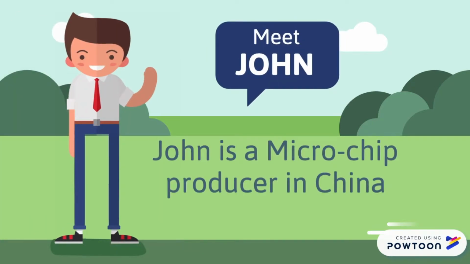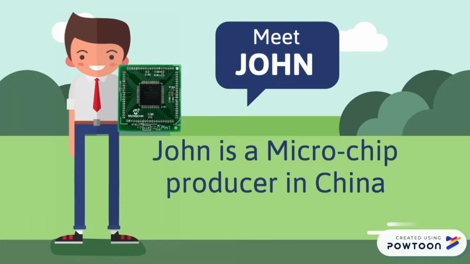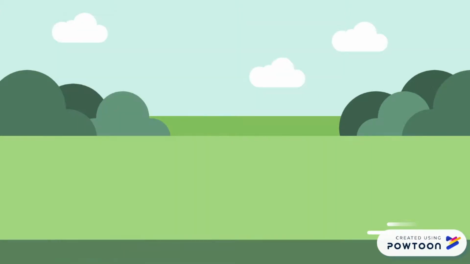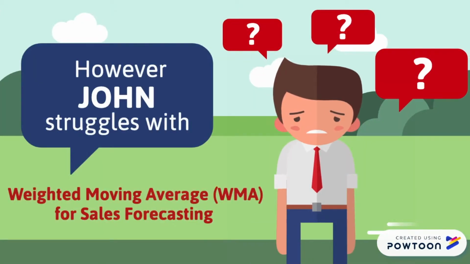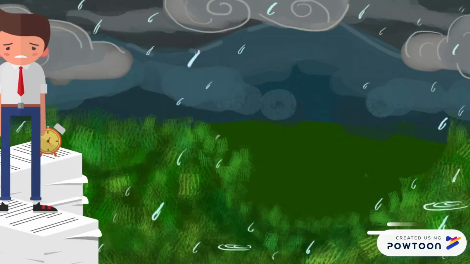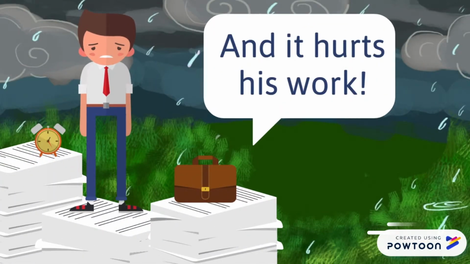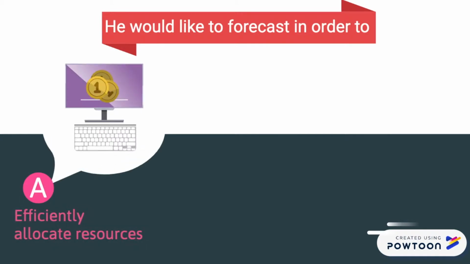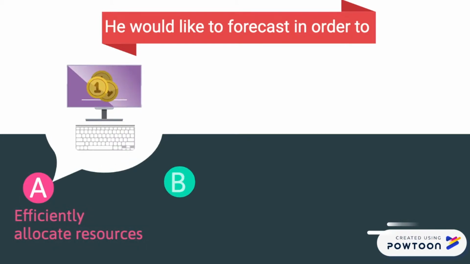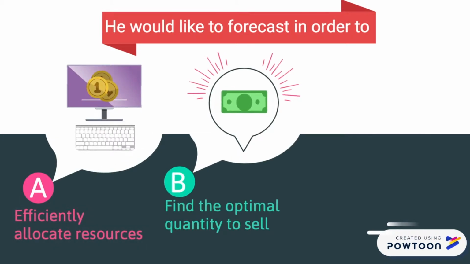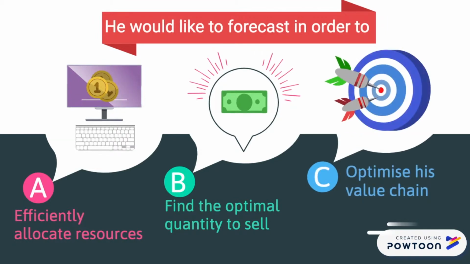Meet John. John is a microchip producer in China. However, John struggles with weighted moving average for sales forecasting. And it hurts his work. He would like to forecast in order to efficiently allocate resources, find the optimal quantity to sell, and optimize his value chain.